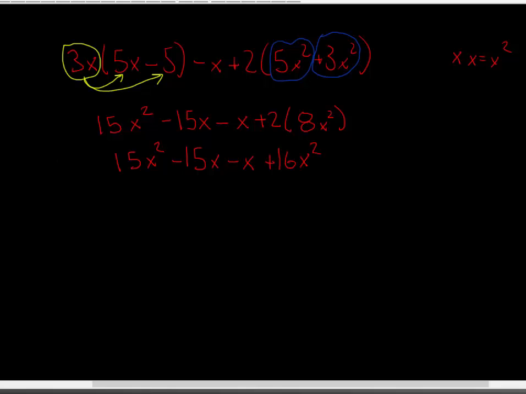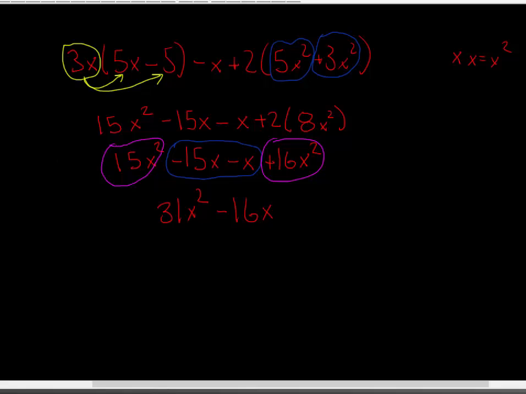And now we'll just go about combining like terms. Negative 15x and negative x are going to go together. 15x squared and 16x squared are going to come together. And we'll end up with a total of 31x squared minus 16x. It's important to put the x squared term first. We usually write polynomials by decreasing degree. So there you have it. That's our simplified form of this polynomial expression.